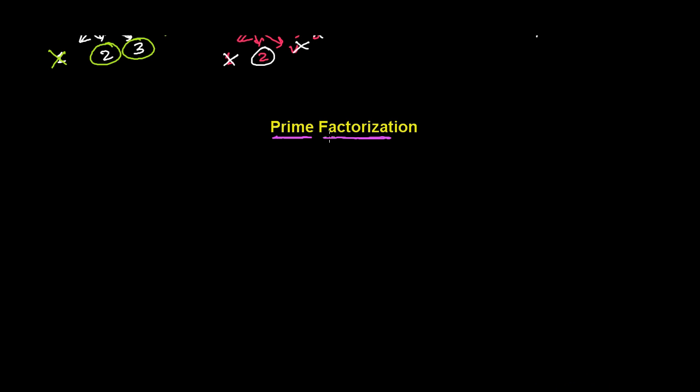All right, suppose I have any number, like 20. Now if I represent this 20 as the product of its prime factors, then that representation is called the prime factorization of 20.